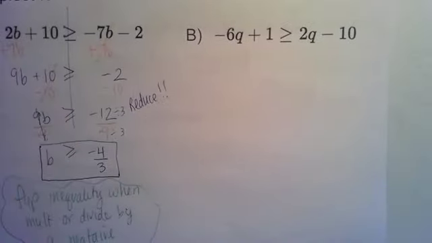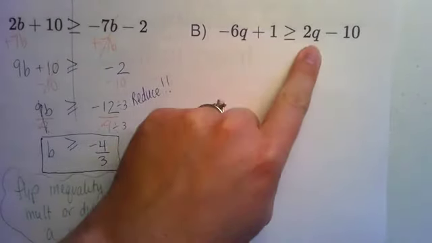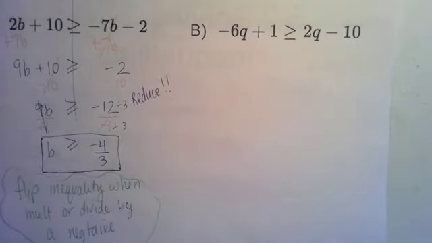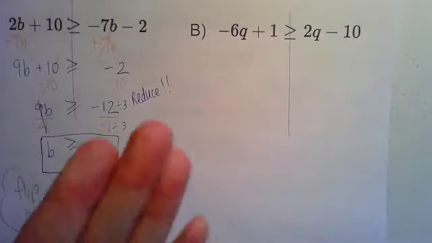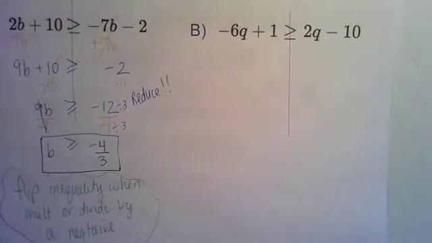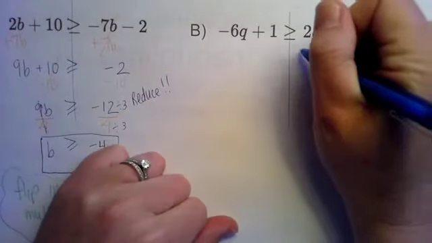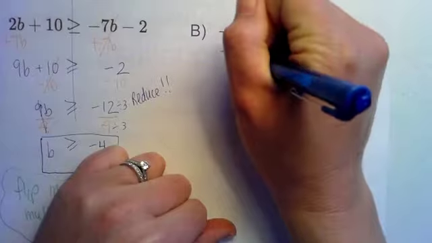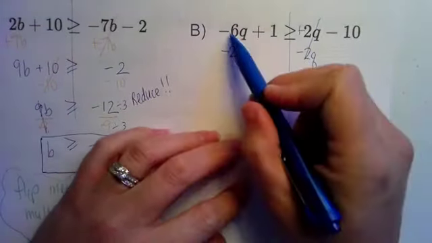Let's move on to the next one. We have negative Q plus 1 is greater than or equal to 2Q minus 10. I'm plugging in my laptop right now so it doesn't go to sleep. Once again, if you want to make a little wall, it helps you remember that you need to do something on both sides. We've got a couple of Q's here and they need to be together. They're friends. So we're going to subtract 2Q. Positive 2Q and negative 2Q cancel out. Who wins?